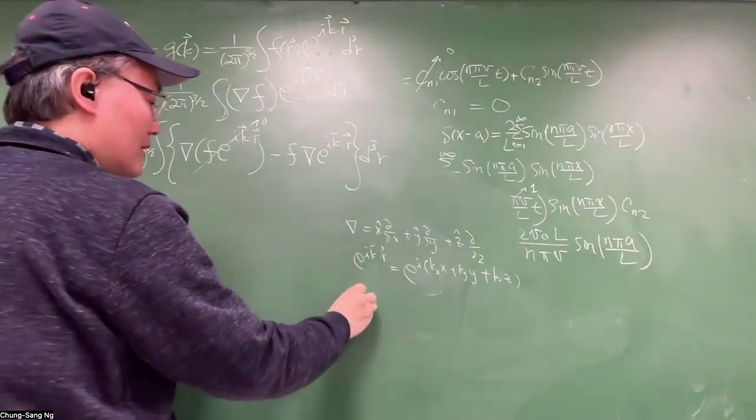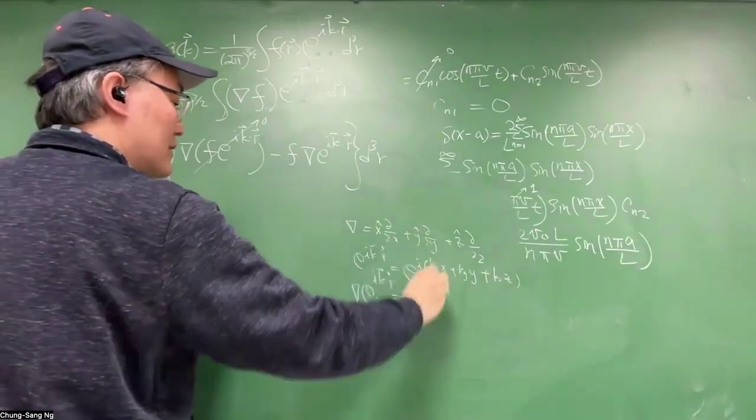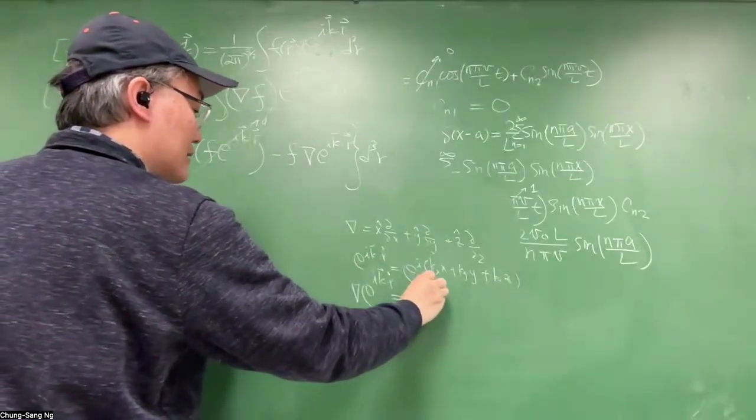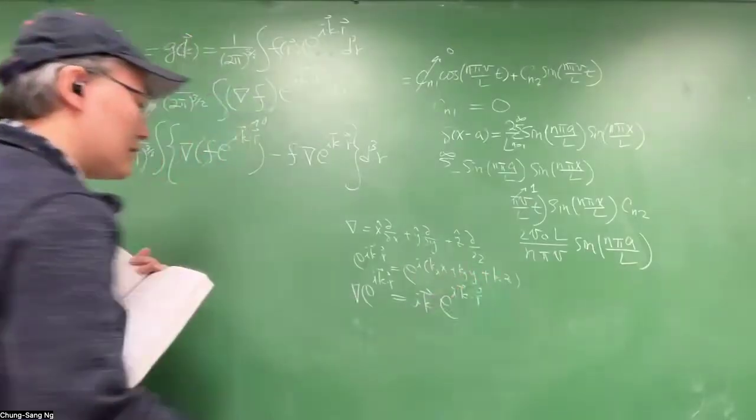So the gradient of this is equal to just pulling out everything into the i k, and copy the function back. Is that okay?